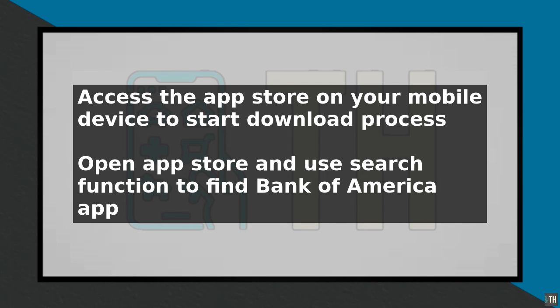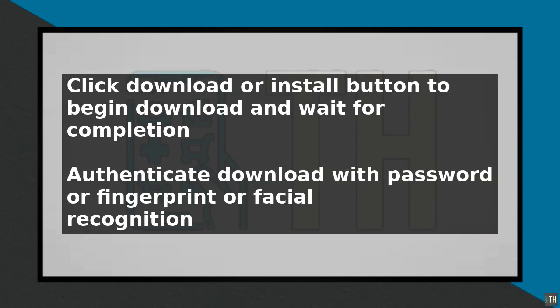Once you have located the app, click the download or install button to begin the download process. You may be prompted to enter your password or use fingerprint or facial recognition to authenticate the download. Wait for the app to download and install on your device. This should only take a few seconds. After the app has been installed, open it and click the Get Started button.